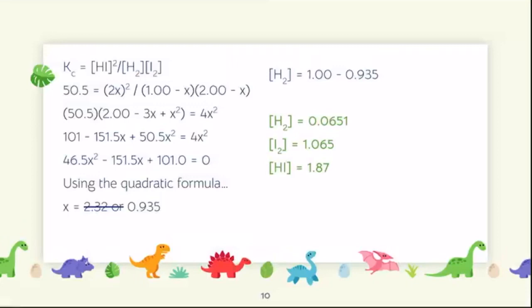And notice that these are our final concentrations of each of the products and reactants at equilibrium, and that's what we were solving for. We did this using the Kc value and the initial concentration.